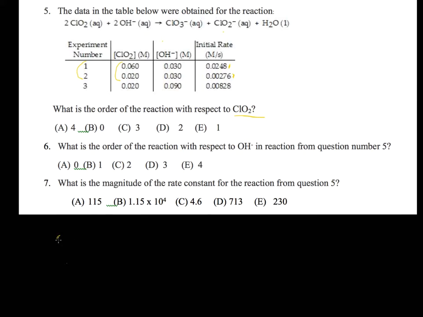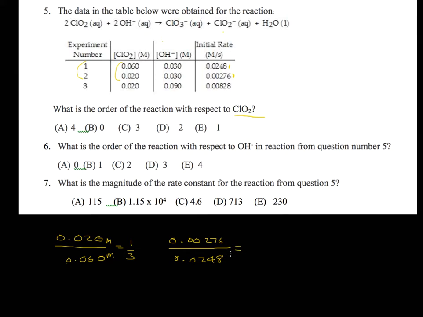What we want to do is divide the second experiment molarity by the first. So we're going to have 0.020 divided by 0.060, and that will give us 1/3. These are molar. And then for the initial rate, we're going to take 0.00276 divided by 0.0248.